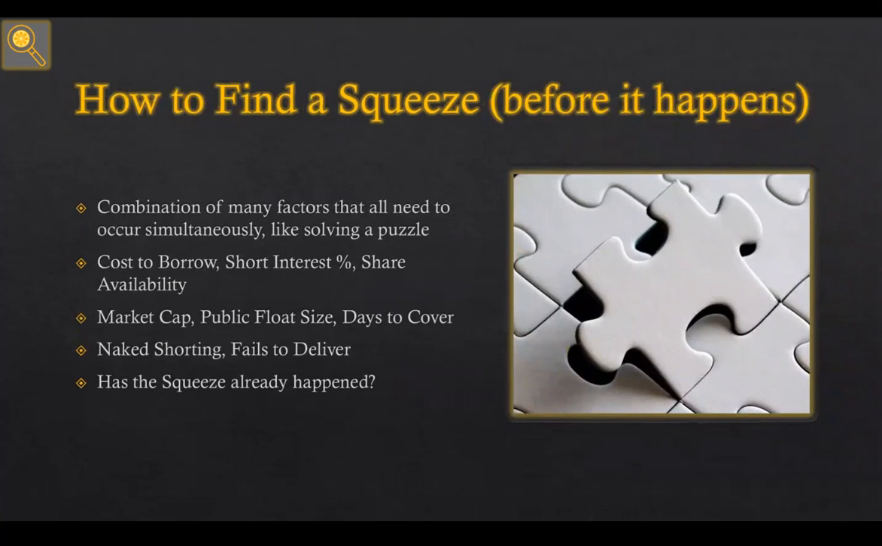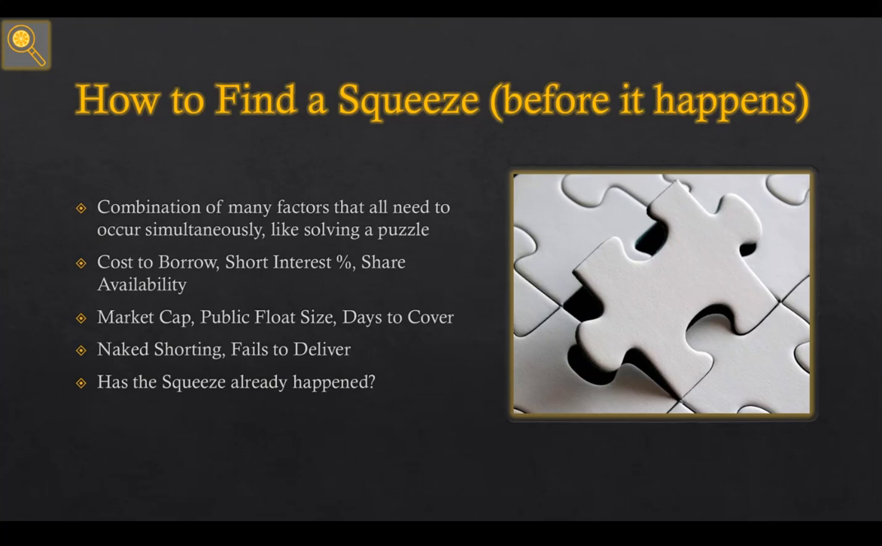So how do we find a squeeze before it happens? This is kind of an unanswerable question, but we're doing our best on a day-to-day basis to figure this out, right? It's kind of like solving a puzzle. There's a whole lot of pieces that need to come together and fit perfectly at the same time. From a data perspective, a lot of it's the cost to borrow, which I talked about. The short interest percentage: the higher the number of shares that have been shorted relative to the float, the better. And then definitely share availability. That's something that we always watch very closely.